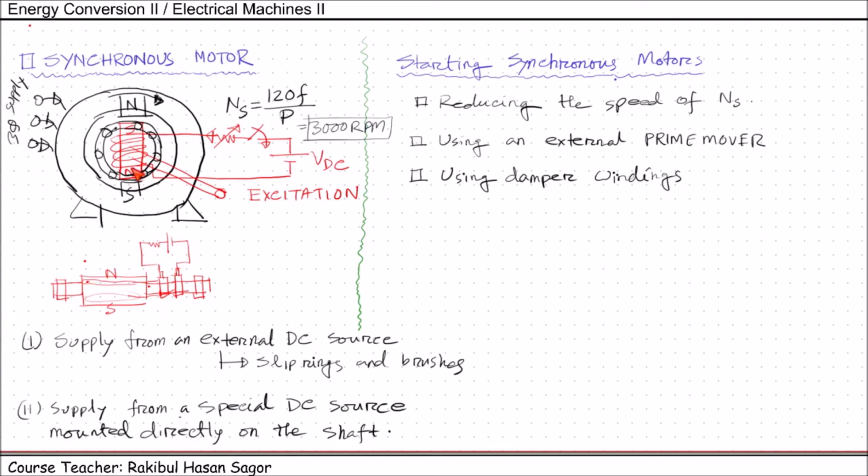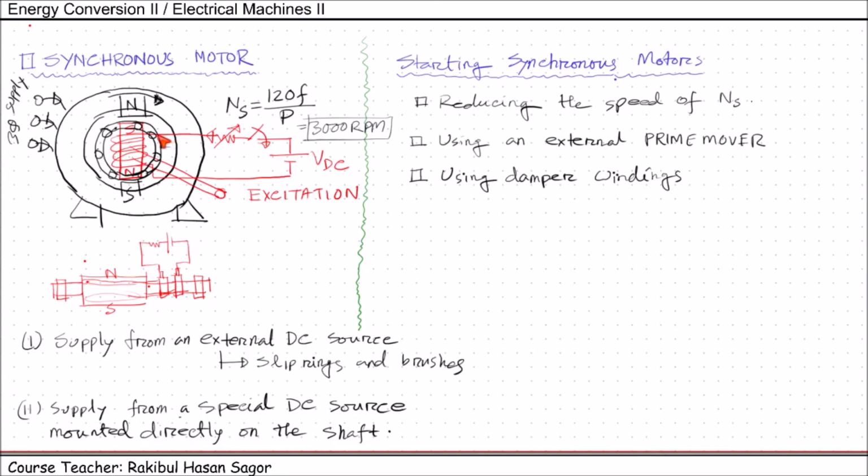Now, how does it operate? The operation is very interesting. First of all, this DC connection is disconnected, and if we provide three-phase supply, what will happen? There will be a creation of a rotating magnetic field, and as we have a squirrel cage configuration here, this rotor will start rotating in the direction of the rotating magnetic field. So the rotor will start rotating with a speed near to the synchronous speed, not equal to it. As we know from our induction motor knowledge, this speed will be less than the synchronous speed.